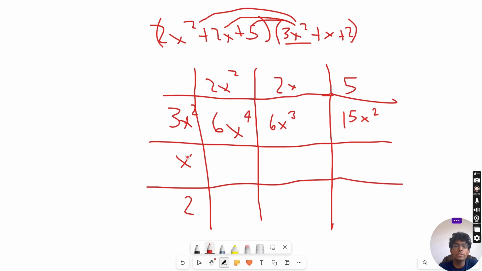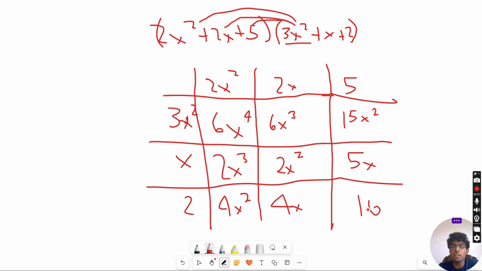All right, then we have, let's do the x terms now. So 2x squared times x, that's going to be 2x cubed. 2x times x is 2x squared. 5 times x is going to be 5x. And then finally, at 2 at the bottom here, 2x squared times 2 gives you 4x squared. 2x times 2 is 4x. And then 5 times 2 is 10.